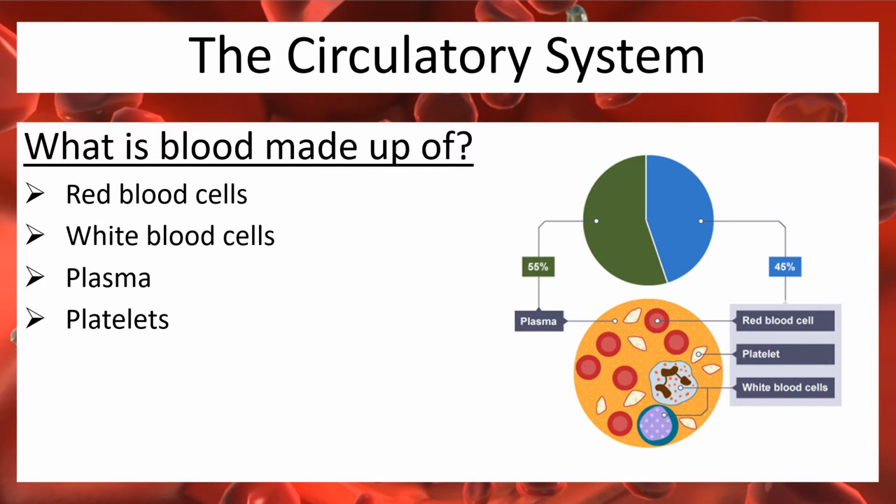If you have a quick look at the diagram on the right, then you can see that just over half of the blood is the plasma, and the other half is the constituents, the red, white blood cells and the platelets, which you'll find floating around in the plasma.